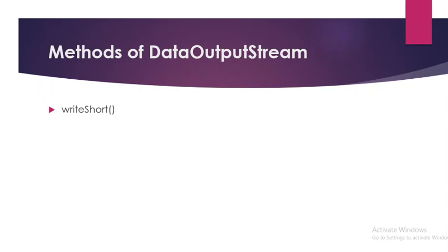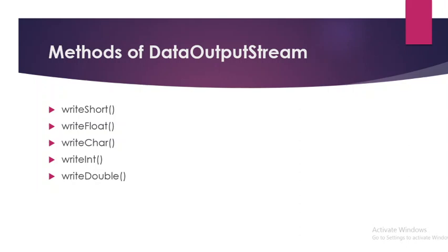Write short. It is used to write a short data type in the output stream. Write float, to write a float data value in the output stream. Write char, to write a single character to the output stream. Write int, this is used to write an integer to the output stream.